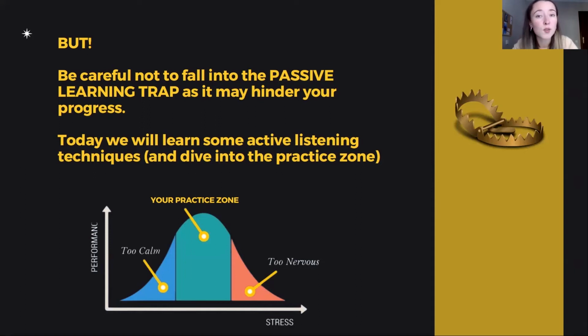So you need to find this sweet spot in the middle, your practice zone. Your practice zone is your growth zone. This way you make sure that you find adequate materials for your level, and it is both motivating and you actually enjoy the process.